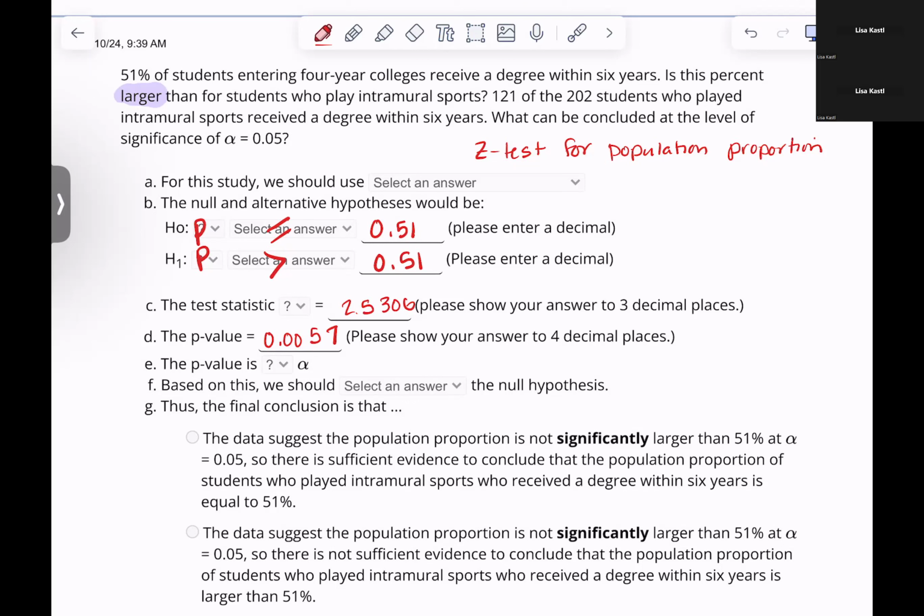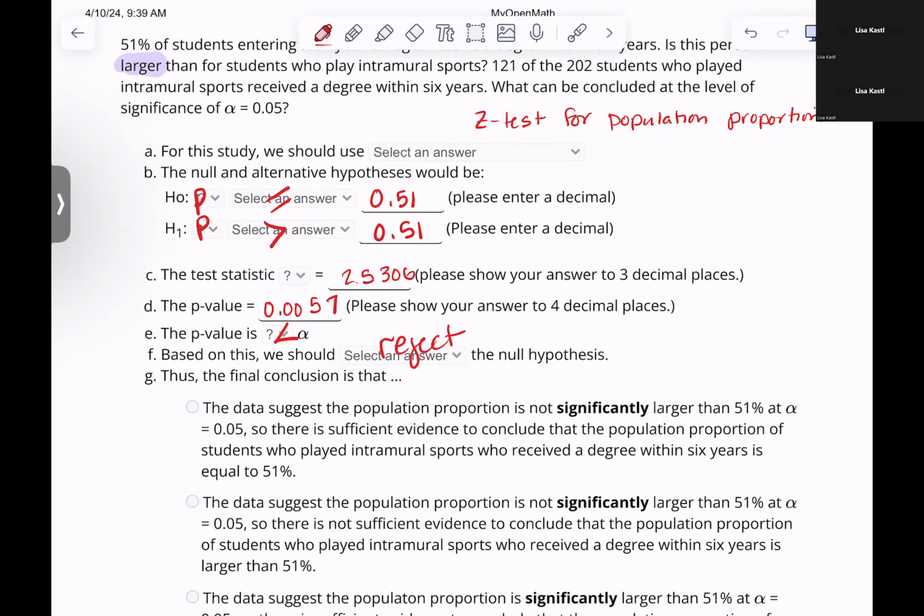All right, so it's your p-value. The next drop down is going to be less than, greater than kind of thing. So is my p-value less than alpha or greater than? Less than. It's less than. So since it's less than, what do I do? So in the next drop down, we reject the null hypothesis, correct? Okay, so now let's make a conclusion.